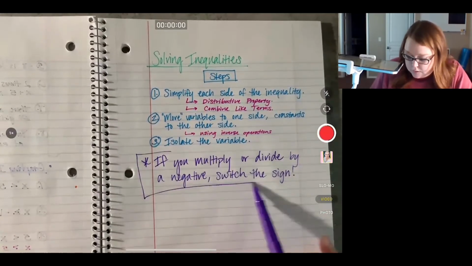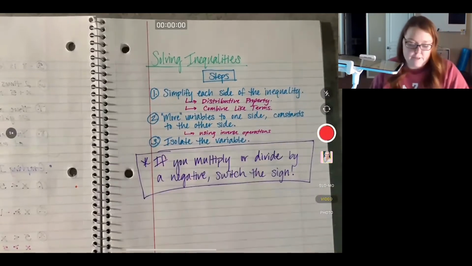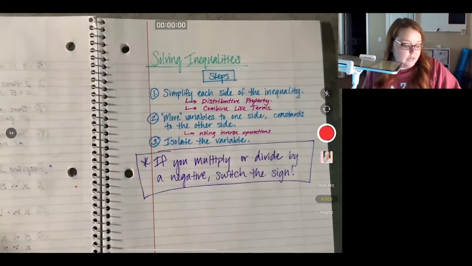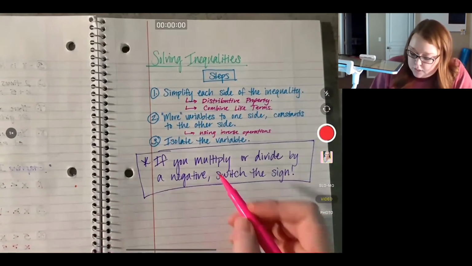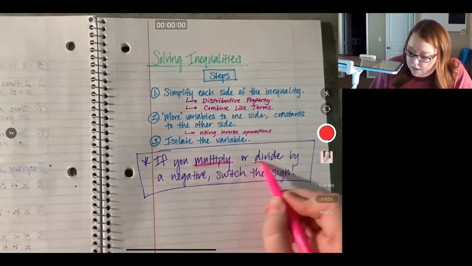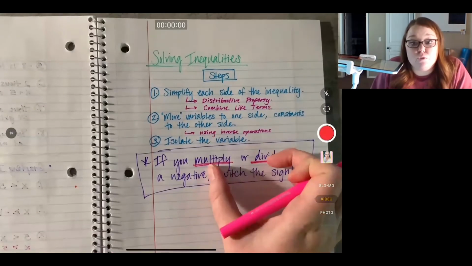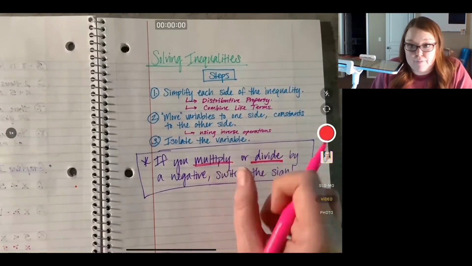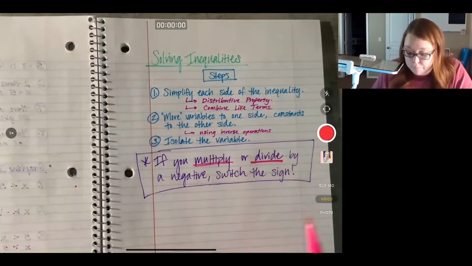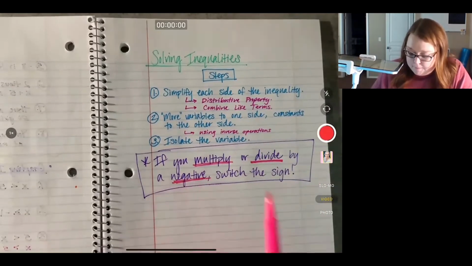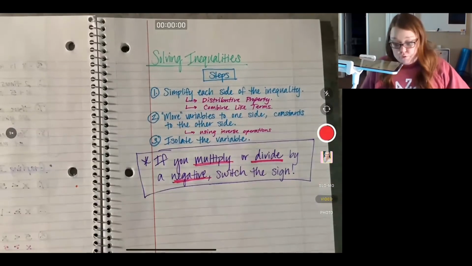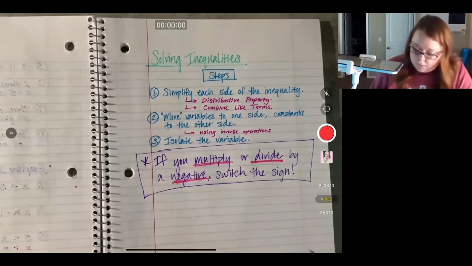But you need to make this stand out in your notebook. That's the biggest rule of inequalities. If you multiply or divide by a negative, you've got to switch that sign around. And I'm going to make sure you know it's only when you multiply or divide. If you subtract a negative or add a negative, that's not going to change the symbol at all. All right, so now let's go through this process of solving an inequality.